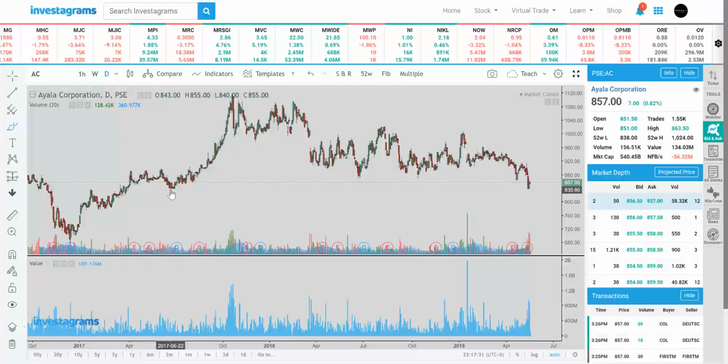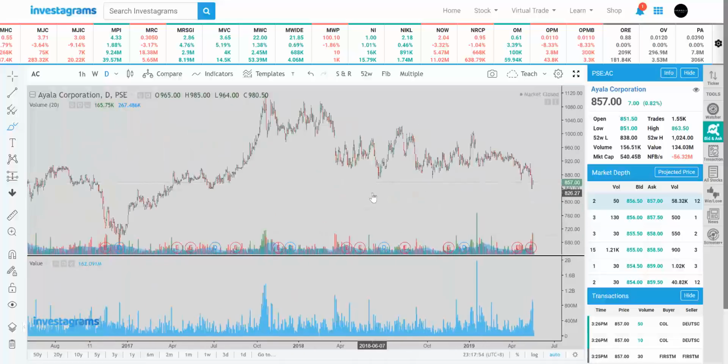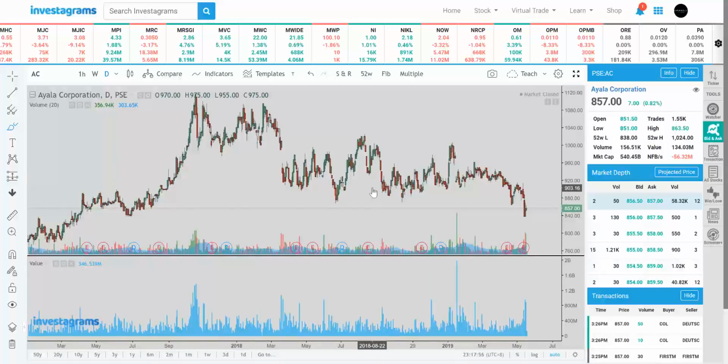So probably because we have some issues with Manila Water, and then being a conglomerate, a holdings company, it's not a pure play. It's not a pure property play, just like Ayala Land. There's always a discount being given to holding companies. So that's one challenge. This shows the reality that, again, it's not about one indicator.